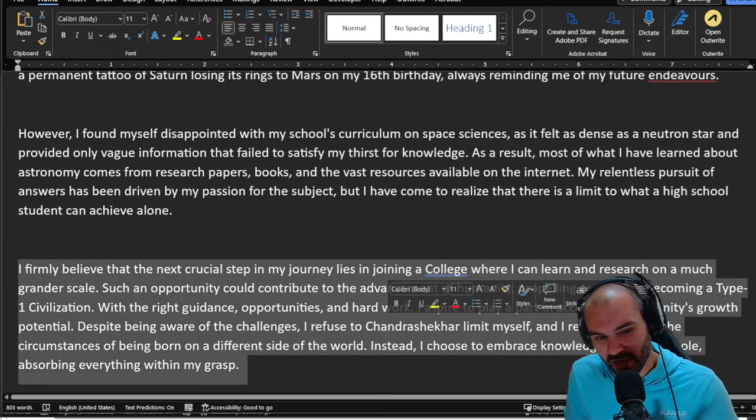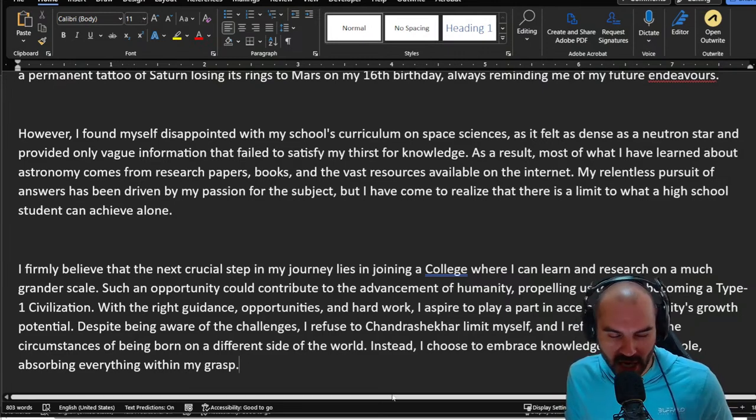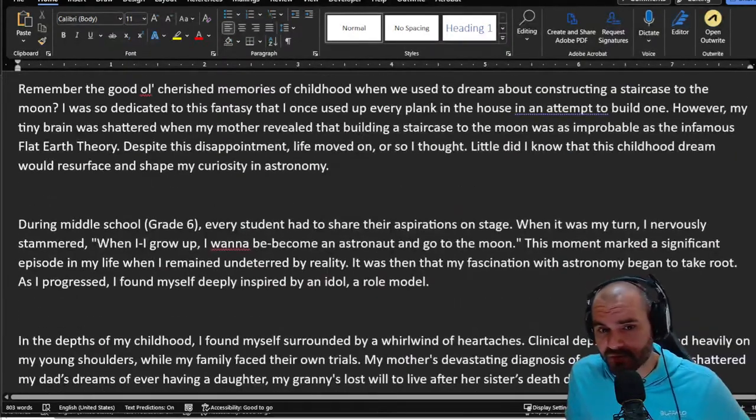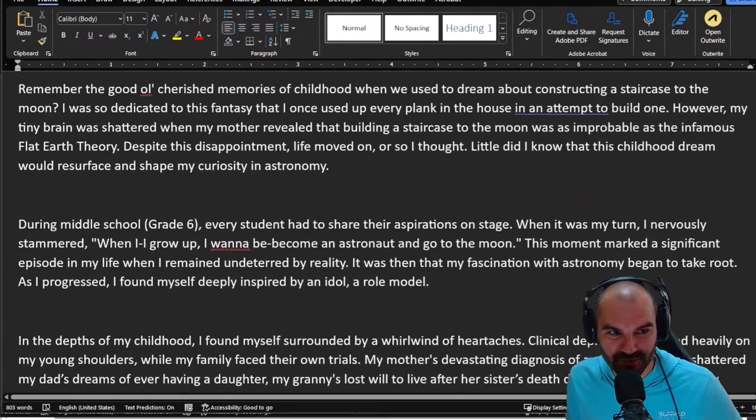I feel like it's also not adding much here. You could just say, I refuse to limit myself and blame the circumstances of being born. I don't care about the circumstances. I don't care that I've had disadvantages. I can just go through it. I'm going to embrace that knowledge. But I like this a lot. I think it's interesting. I definitely think that your tattoo is probably where you should start this story.